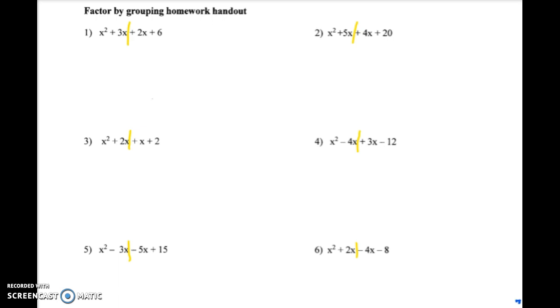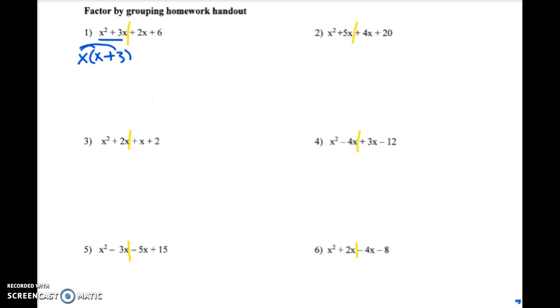Now I'm looking at the first 2 terms here, x squared plus 3x, and find the greatest common factor of those terms, which is an x. So I factor that x out, and I'm left with an x plus 3. And again, when I factor out the common term, if I went back and distributed back in, I should be equivalent to what I had to start with.